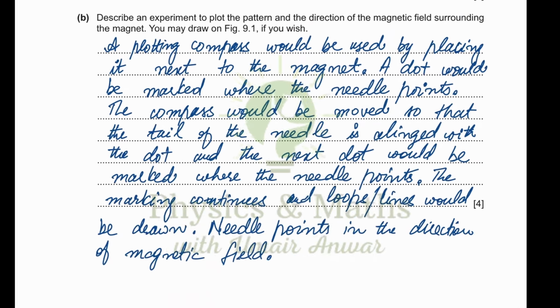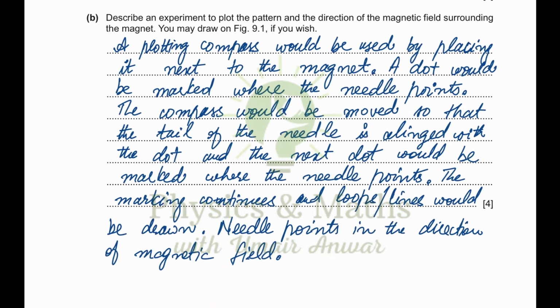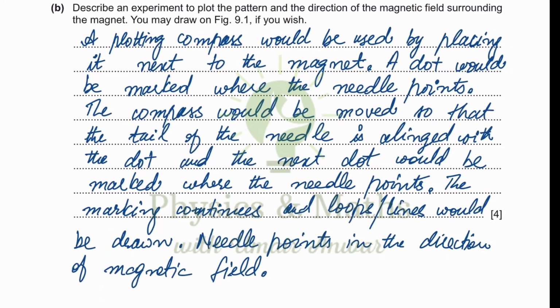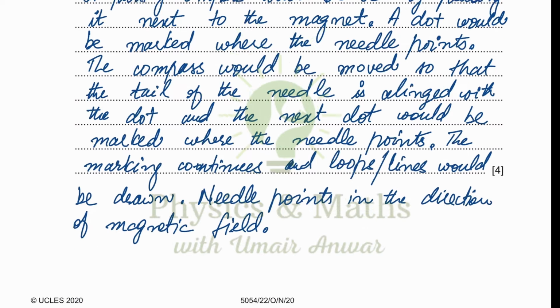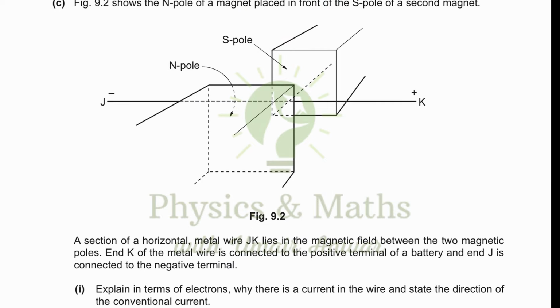So this is the description of the experiment with which we can find out the direction of the magnetic field. Another way of doing it could be using iron filings, and they could also be used to draw the pattern of the magnetic field around a permanent magnet. The next part says figure 9.2 shows the north pole of a magnet placed in front of the south pole of a second magnet.